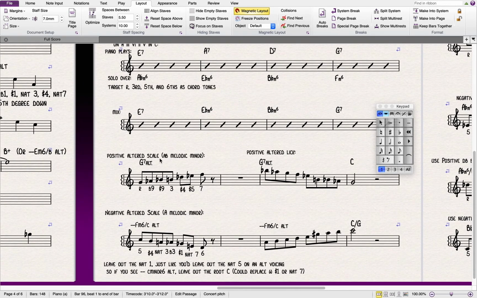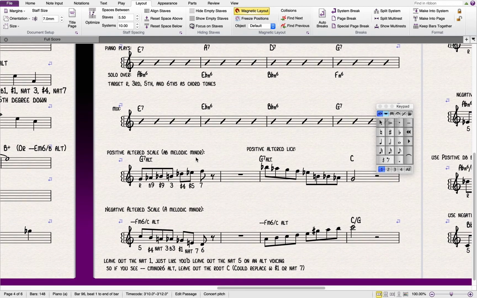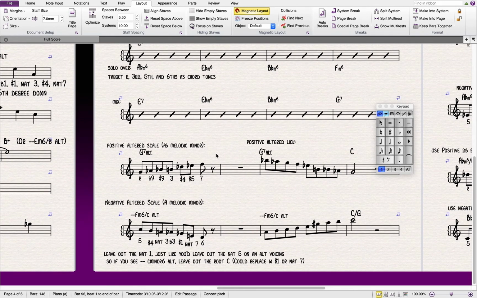Okay, another practical approach. This is getting into the last theory thing we'll go over, is the altered scale. So I mentioned that earlier when we were dealing with All the Things You Are. So here's the positive altered scale, right? G altered, positive altered lick I have too. We'll go over that in a second. So G altered is the A flat melodic minor scale.